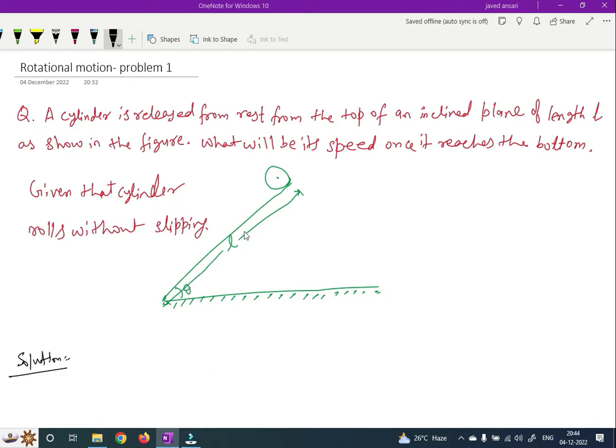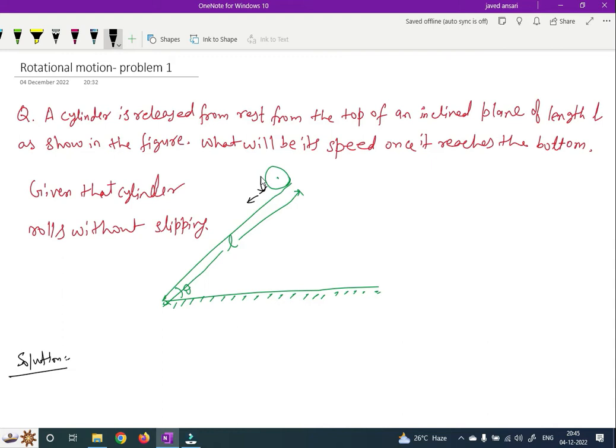This is an inclined plane of length L and this is the cylinder which is rolling and moving downward this way, and it is starting from rest. So the question is what will be its velocity when it reaches the bottom? When we say velocity, it is asking about linear velocity, right? Because it has rotational and linear motion both. So how do you approach this problem?